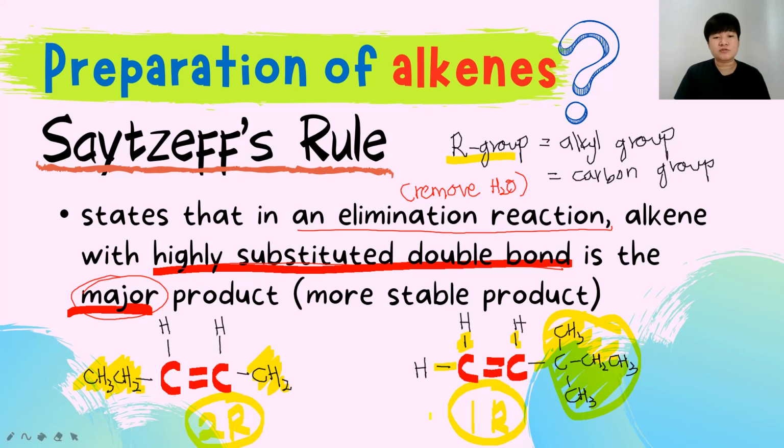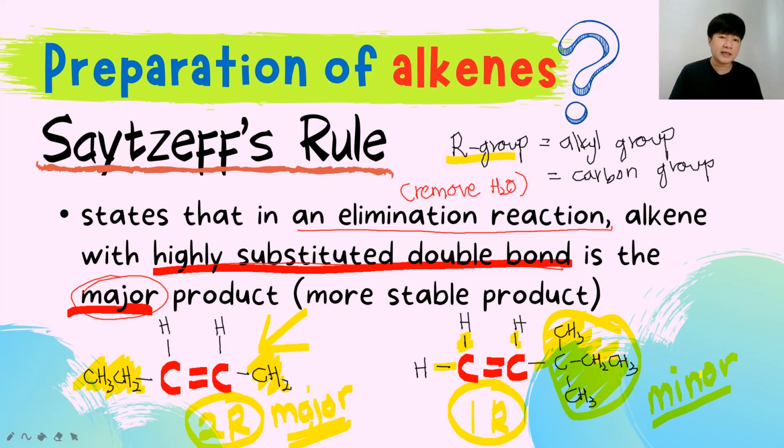So which one is more stable? Which one is highly substituted? This is highly substituted, all right? This will be your major product. This will be your minor product. So major and minor depend on how many carbon groups you have, not how big the carbon group is. The more carbon groups you have, the more highly substituted and the more stable they are, and that's why they are major.